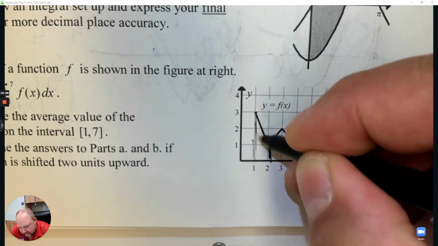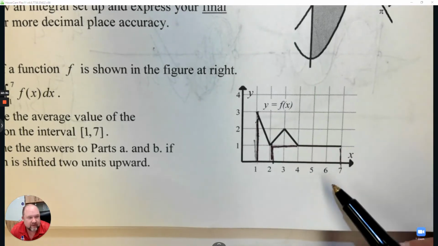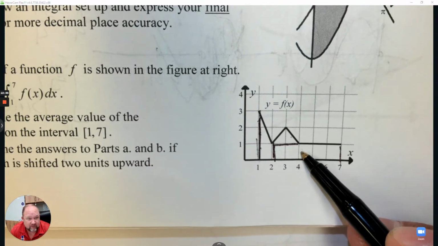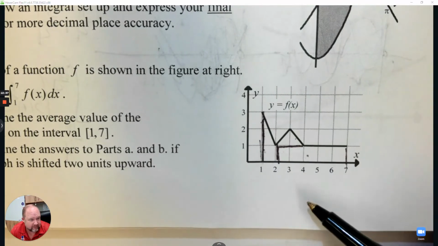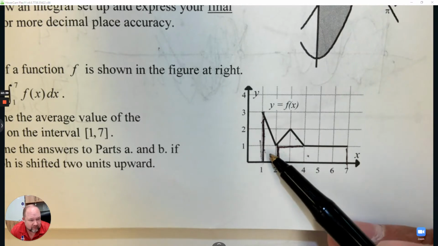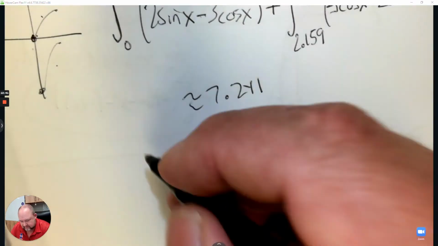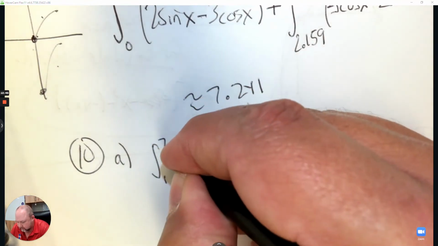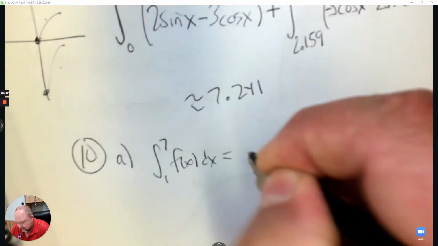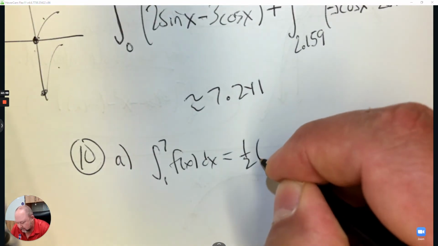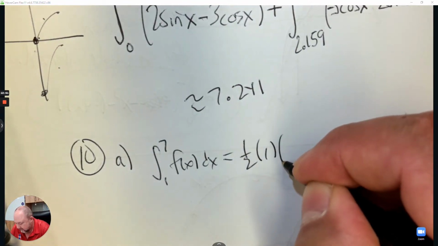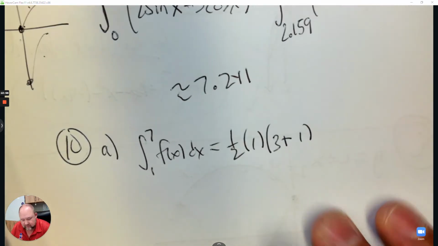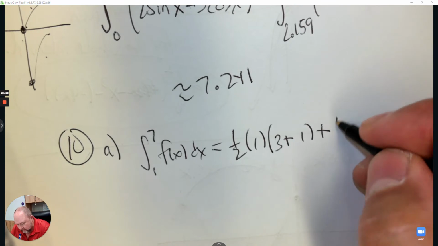So let's say I break it into 3 shapes. A trapezoid, a triangle, and a rectangle. Can you press pause and try to find the area of each one, and then I'll do it too. So for a trapezoid, it's 1/2. So again, I'm integrating from 1 to 7. So it's 1/2. The width is 1. The first height is 3 plus the second height, which is 1. So that's the trapezoid.